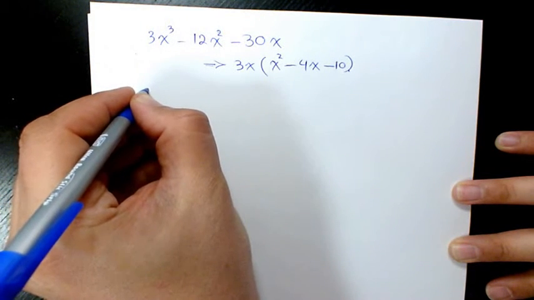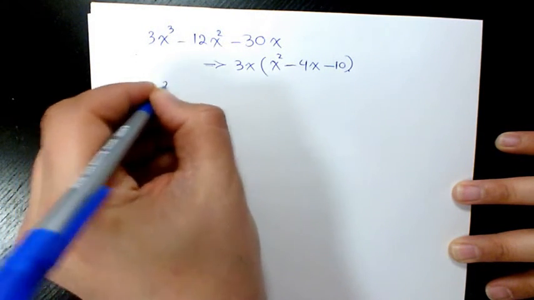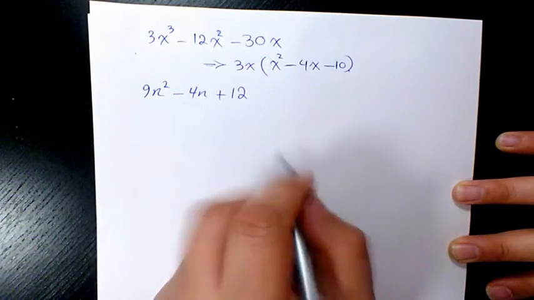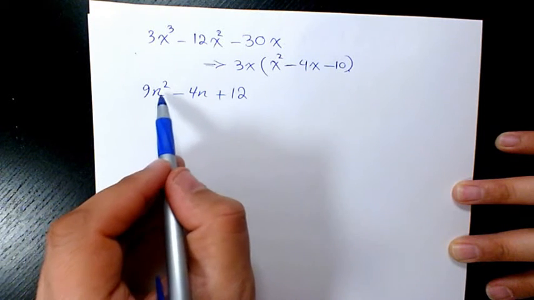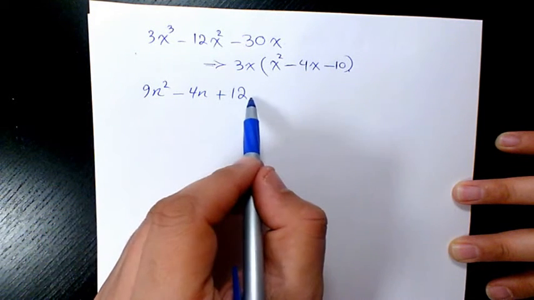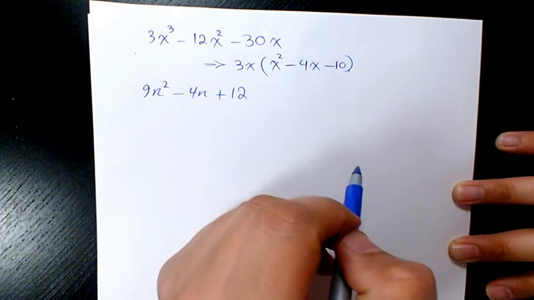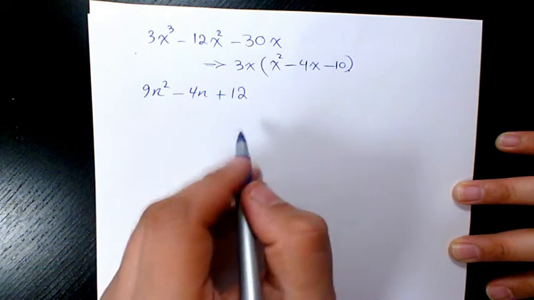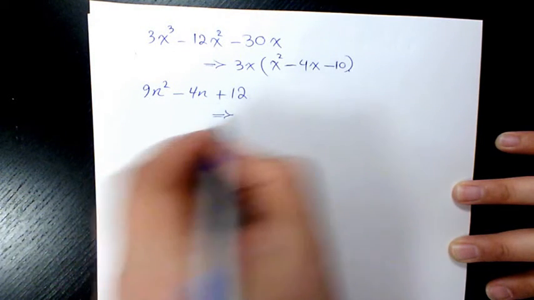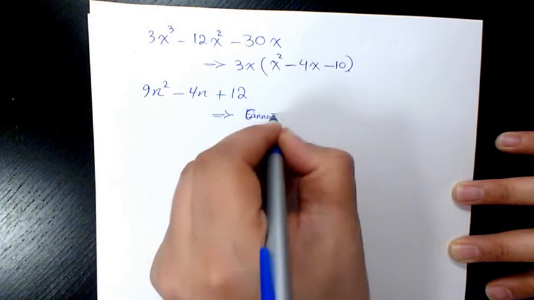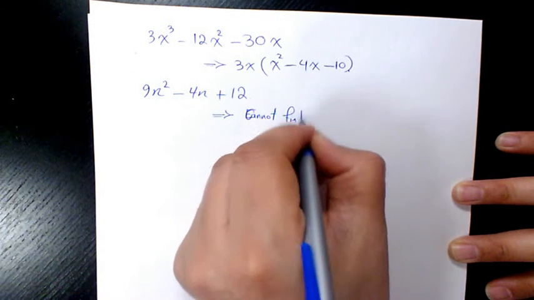Next one is 9n squared minus 4n plus 12. As you see here we have n squared, n, and nothing in here, so we cannot factor n. 9, 4, and 12. The greatest common factor for all of them is 1. So you're going to say cannot find GCF.